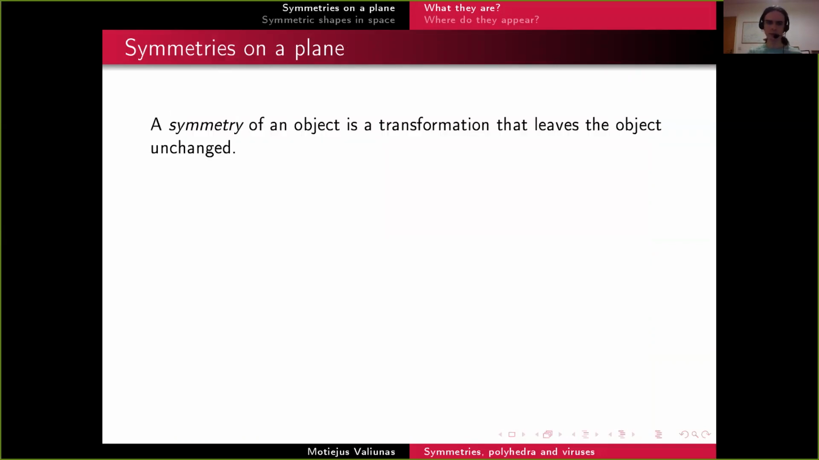So let's start with this definition in mathematics. We will start with two-dimensional symmetries, which are symmetries on a plane. A symmetry of a two-dimensional object on a plane is a transformation that leaves the object unchanged. So if you have something placed on a table and you move it and it doesn't change at all, then what you did was a symmetry of that object. For instance, one can think about symmetric shapes like polygons. Here you can see an equilateral triangle with all sides of the same length, and you can also see a square.